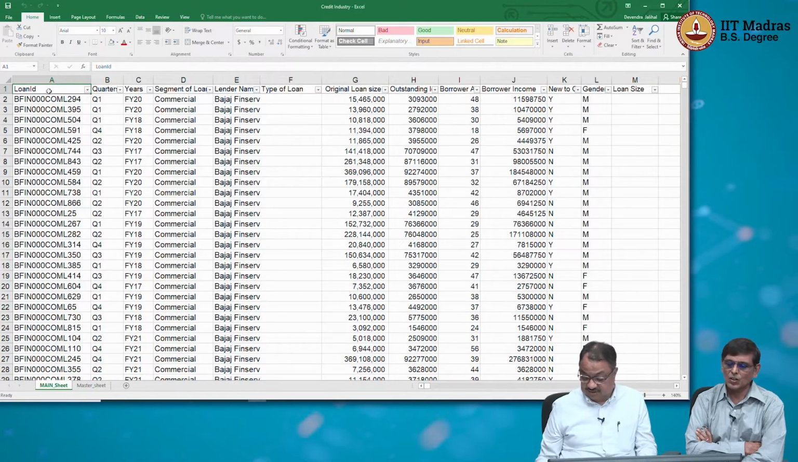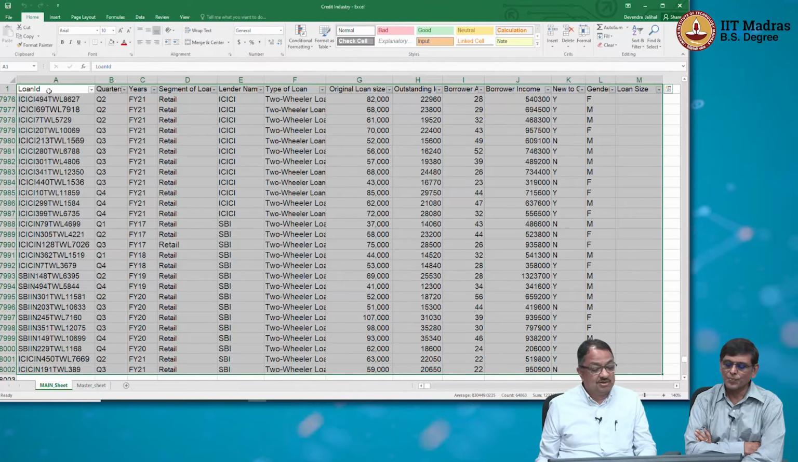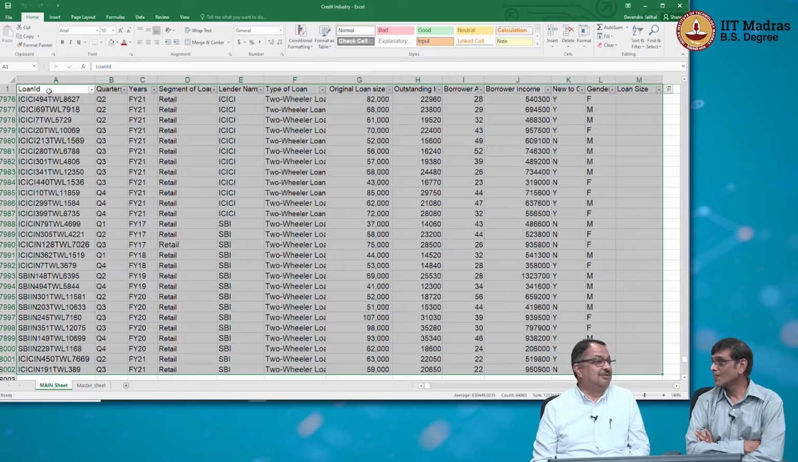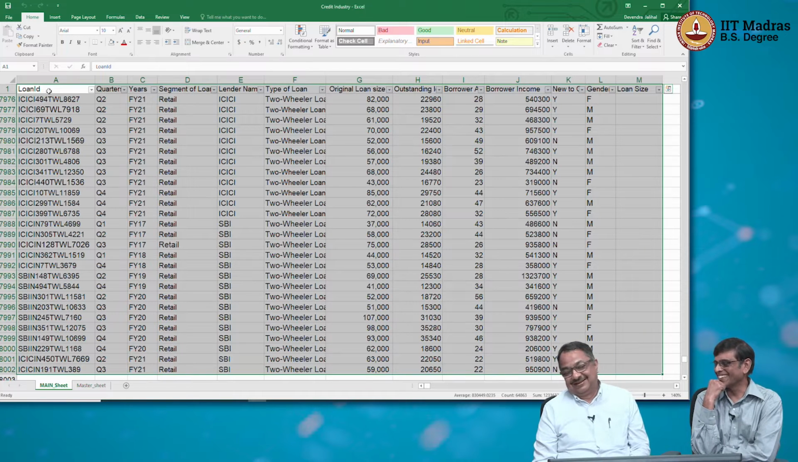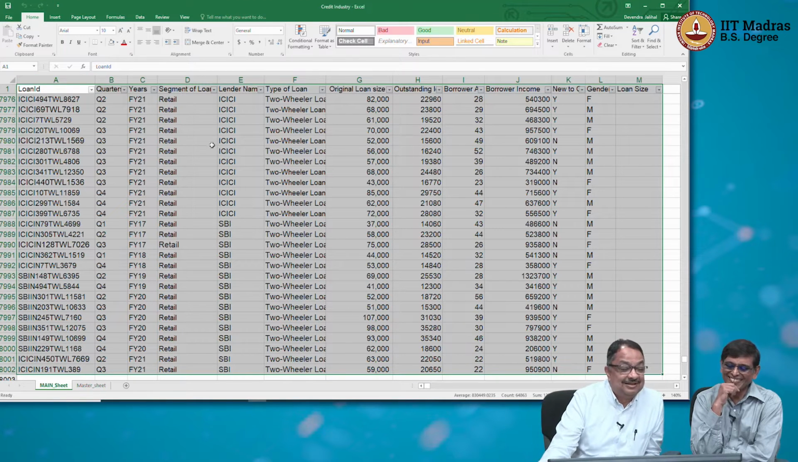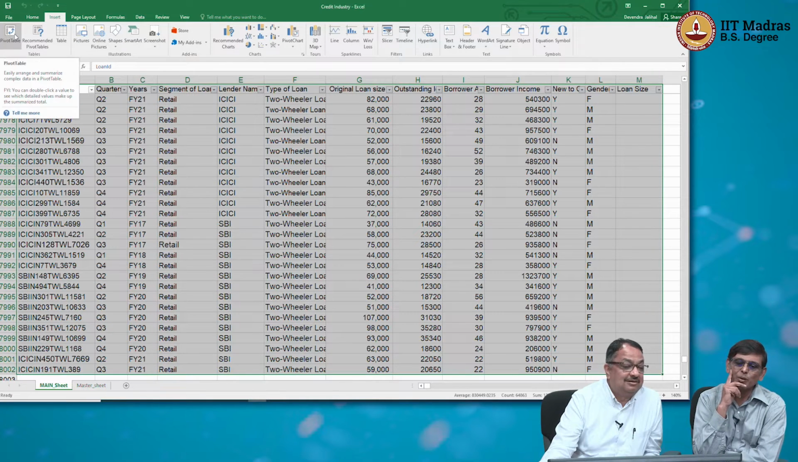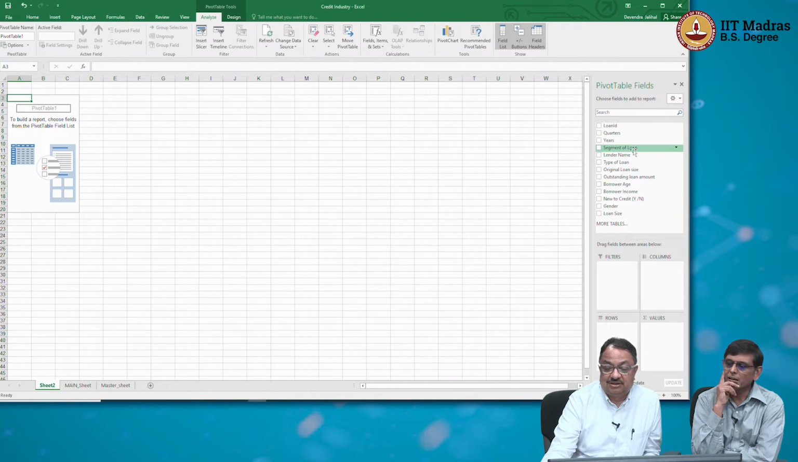So I think we should let the students know that I had told them that about 80% of all analysis in this course is going to be centered around pivots. This is probably the first time that they're going to see pivot tables. So I've picked the data that I want to analyze, and now I'm going to insert a pivot table in a new sheet.